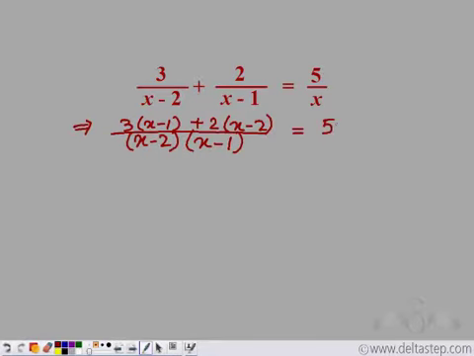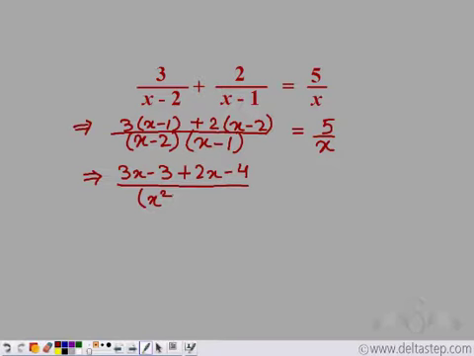On the right hand side, we have 5 by x. Now, let us simplify the numerator. So, we have 3x minus 3 plus 2x minus 4 by x minus 2 into x minus 1. So, x into x is x square. X into negative 1 is negative x. Negative 2 into x is negative 2x. Negative 2 into negative 1 is plus 2 is equal to 5 by x.